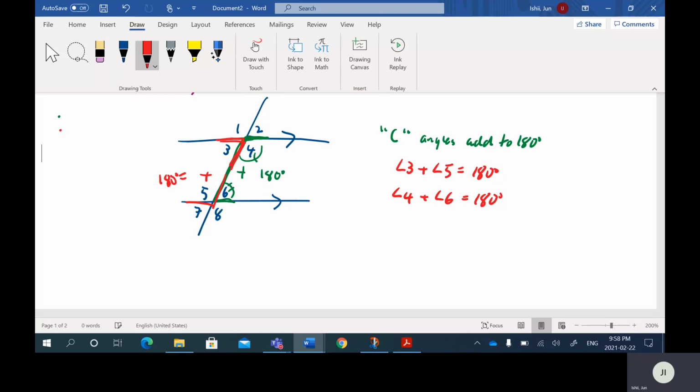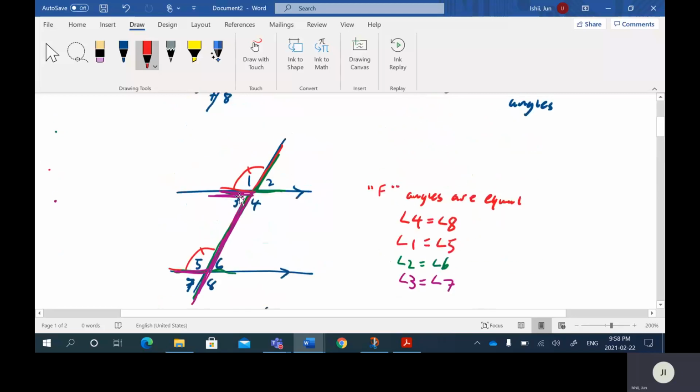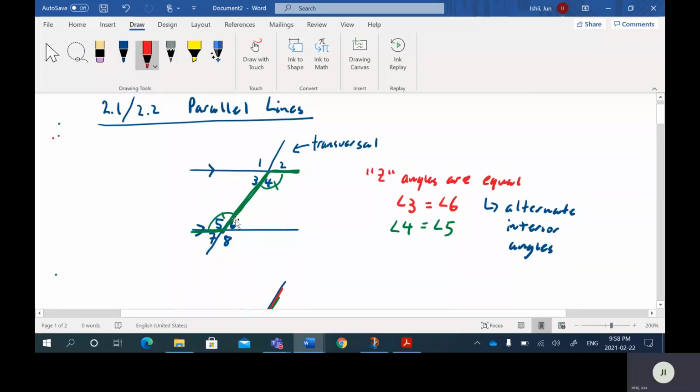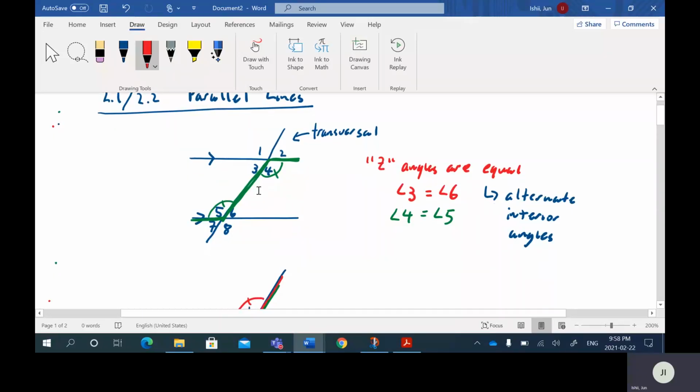Okay, so just be careful about C angles. If they form the letter C, they're not equal, right? But they do add to 180. So that is a property. Whereas F angles, notice that there's 4 of them here. Whether it's backwards, upside down, and backwards, those are equal to each other. And Z angles, or alternate interior angles, here there's 2 sets of them. Those are equal as well. Okay, so that's just kind of a summary of some properties.